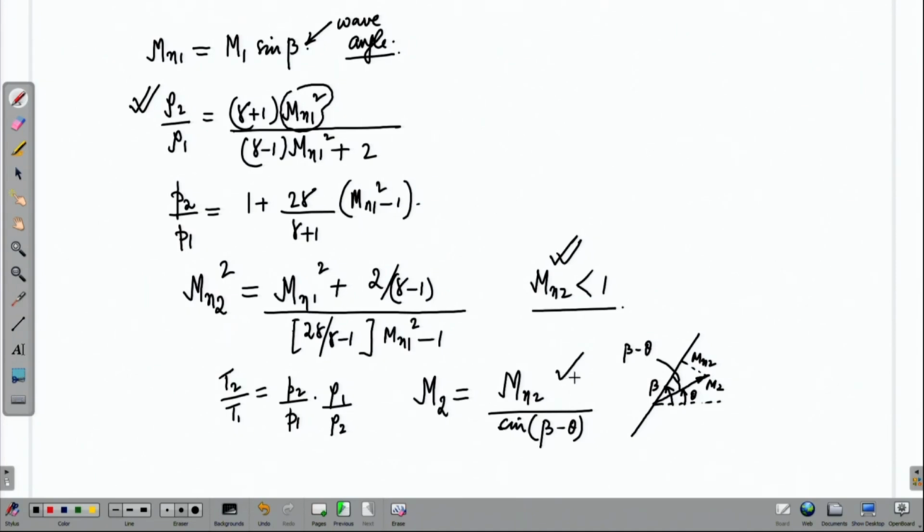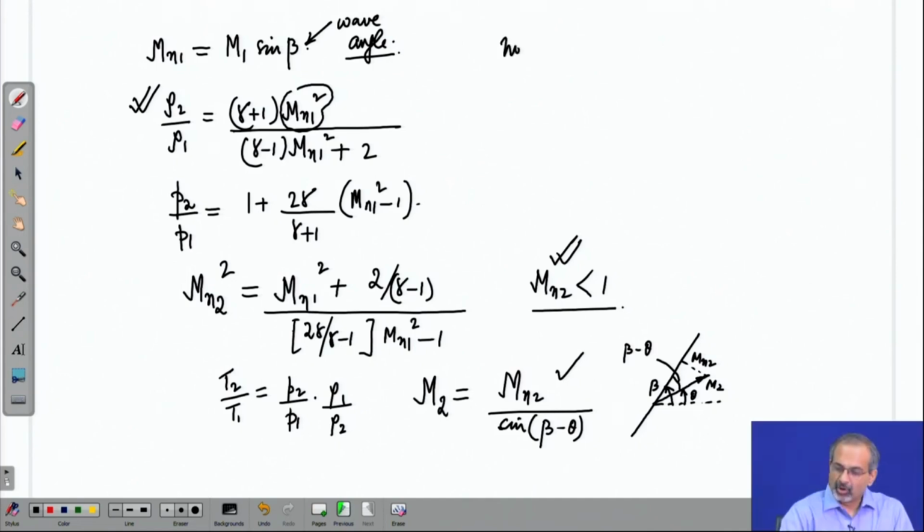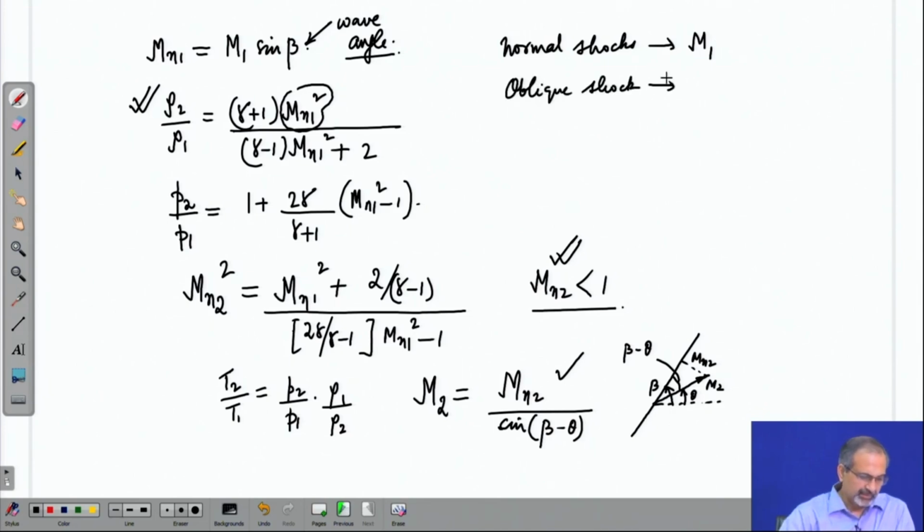So, we now find that in normal shocks, the flow properties were only a function of M1, the upstream Mach number, while for an oblique shock, the property changes are a function of both M1 and beta. The beta comes in here because you are basically using the normal shock relations, and therefore M1 and beta both get into the calculations. So, this is one deviation in the calculations.